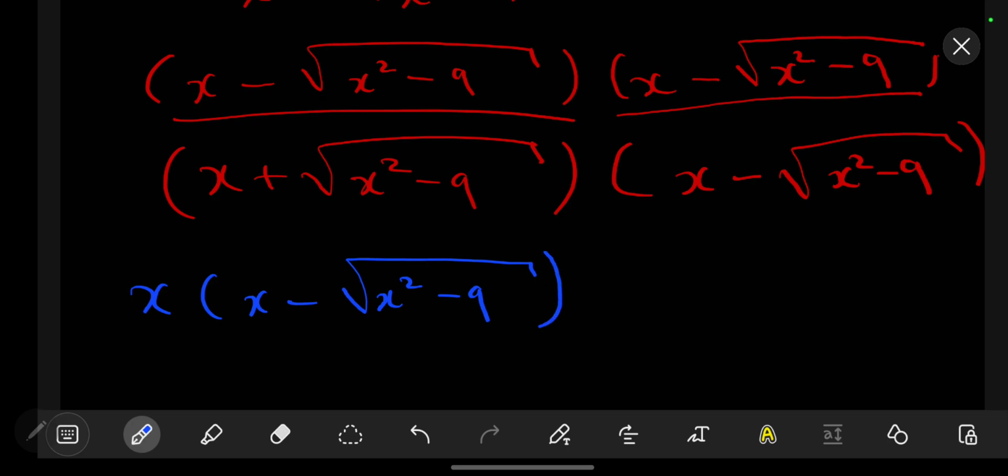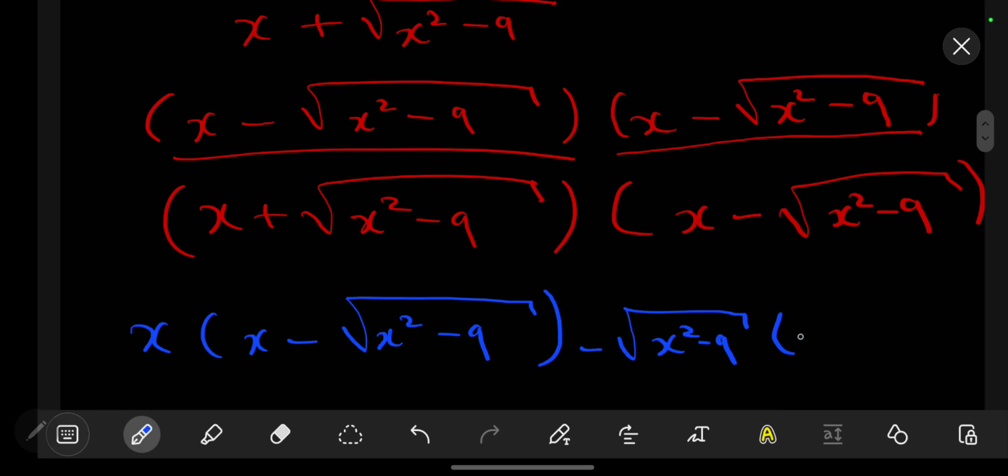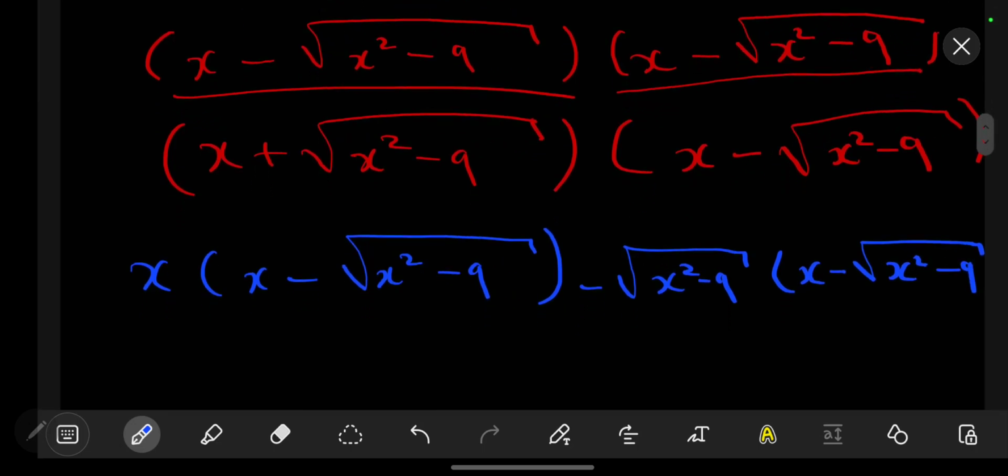Then the second number multiplies the whole of that. So we have minus the square root of x squared minus 9. Then this will multiply times x minus the square root of x squared minus 9, like that. So we have, over all of this, our x times x.